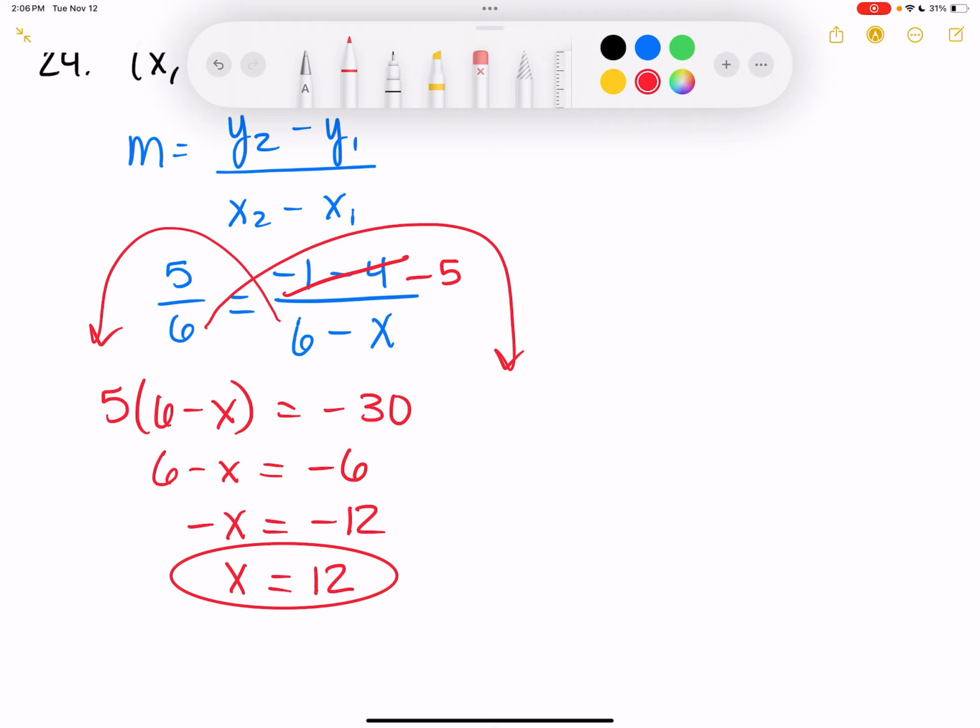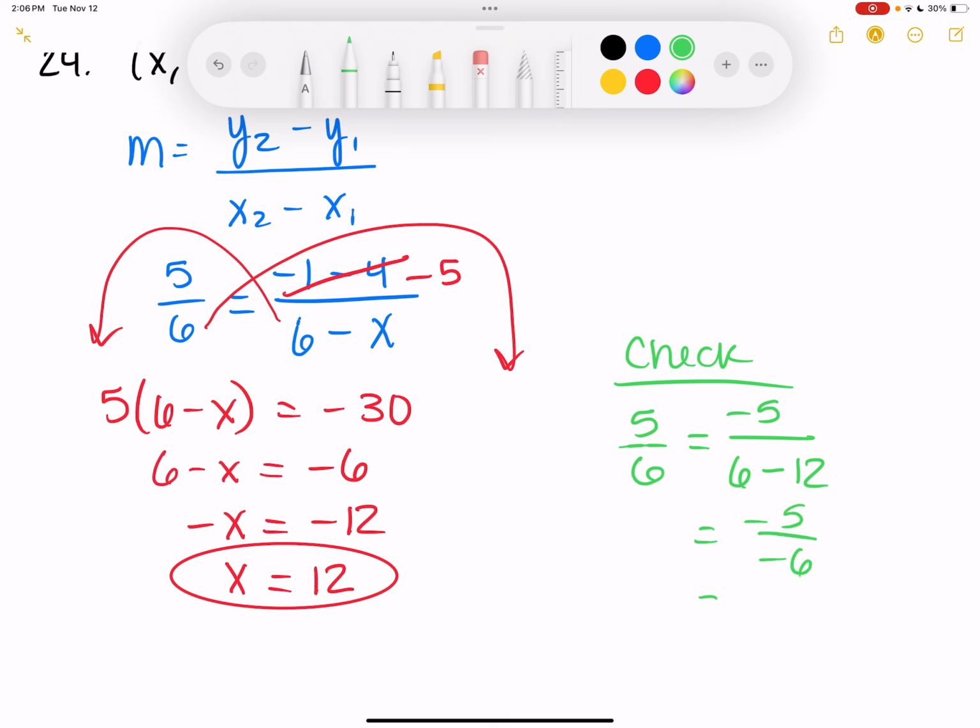And if you wanted to plug this back in just to check it, you could. Okay, I had 5/6 equals -5 over 6 minus 12. So 6 minus 12 is negative 6. So I have -5 over -6, which is positive 5/6, which equaled the other side. So that's just a way that you can go back and check it. I do not require you to go back and check it, but you can if you want to.